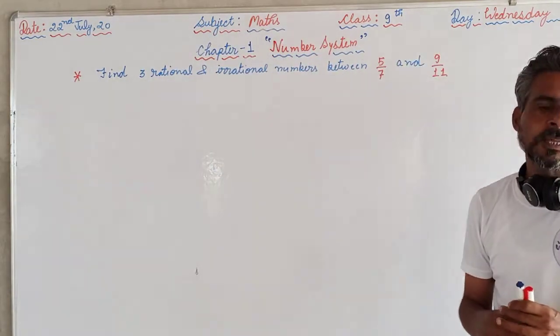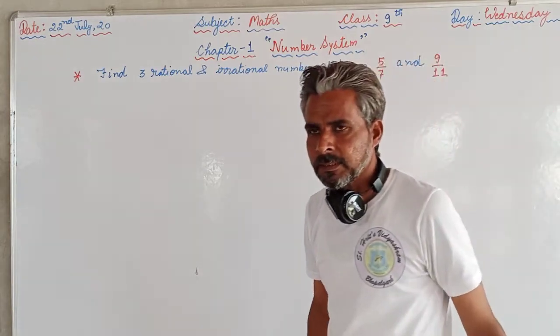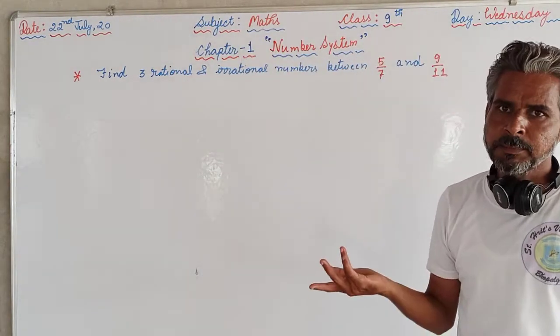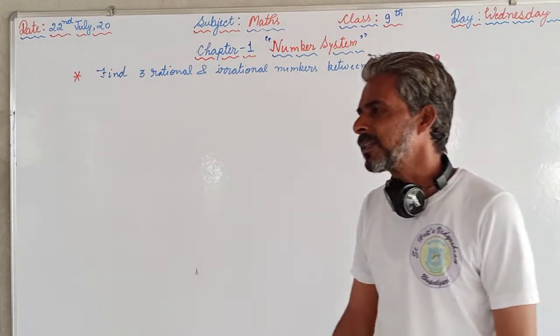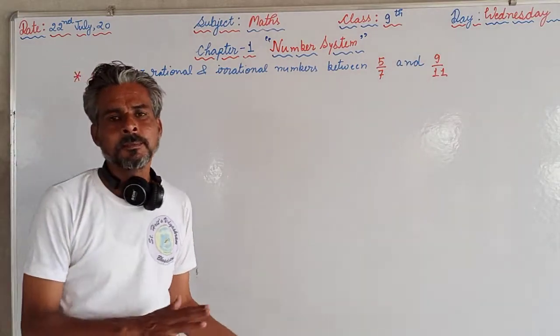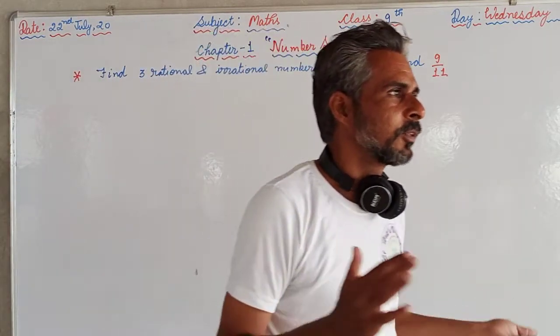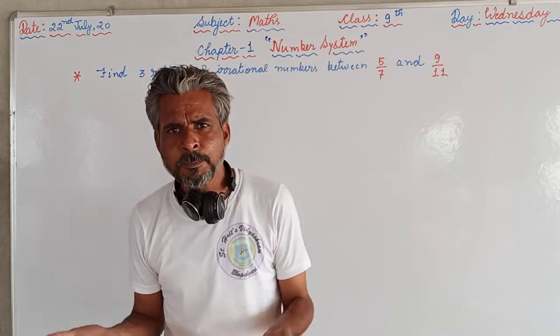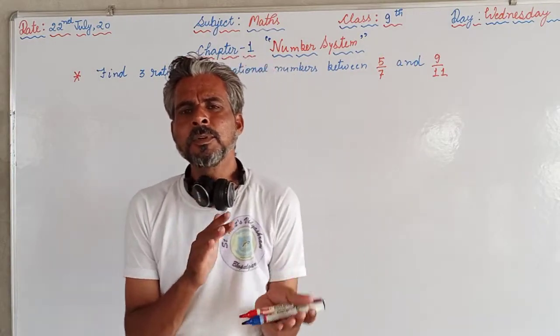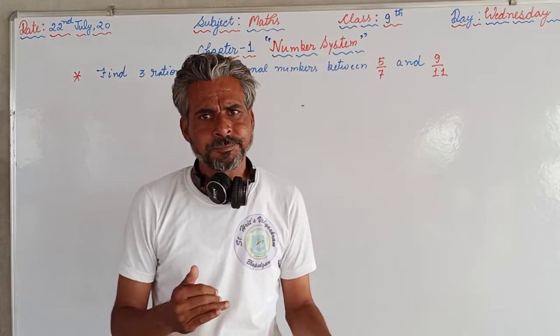This video is for class 9 and the subject is maths, and this video is regarding chapter number 1, and the name of the chapter is number system. In this chapter we have already discussed rational numbers and irrational numbers, and we have also discussed that there are infinite rational numbers between any two rational numbers or any two irrational numbers.